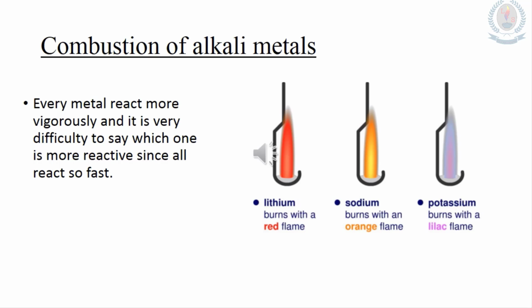If we burn these metals, we get more vigorous reactions, and it is more difficult to see which metal is most reactive because all the reactions are so rapid. But they produce different colored flames. Lithium burns with a red flame. Sodium burns giving an orange flame. And potassium burns giving a lilac flame. But in each of these cases, it produces a white powder, which is the alkali metal oxide of that particular metal.